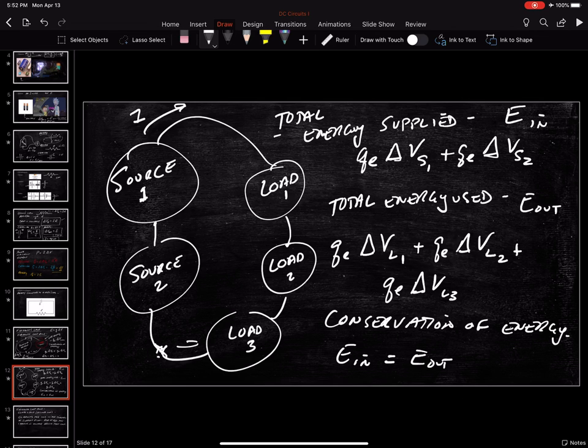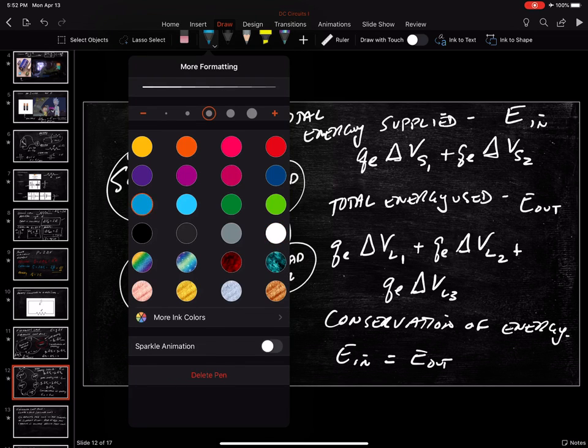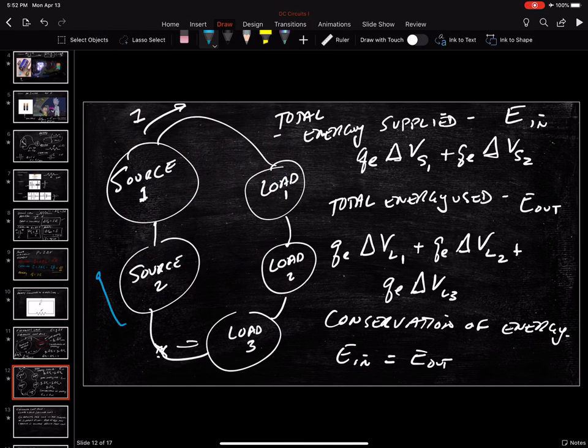Okay? In other words, I go around this loop here. I get an increase. Going along the wire doesn't change the voltage. You say, isn't there some resistance there? Yeah, but that resistance in the wire is going to be small compared to whatever we have in the load, sort of by design. So we ignore wires. The wires aren't going to provide very much of a change in voltage.